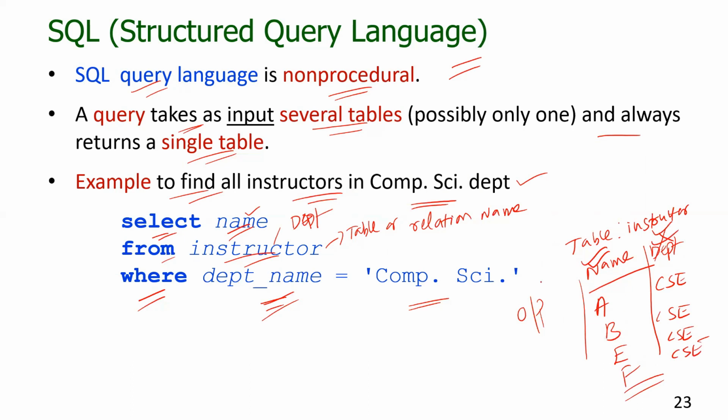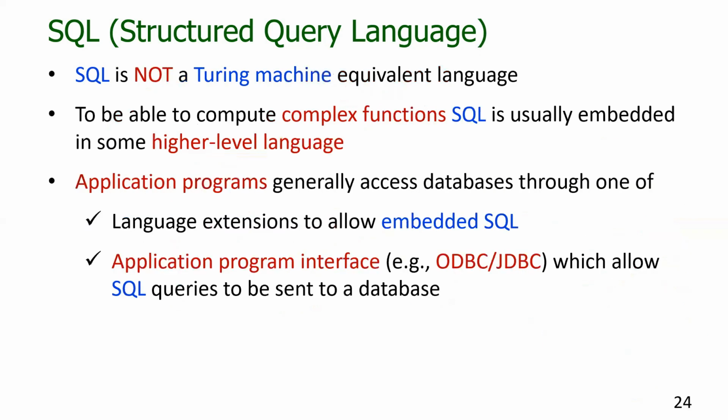This is the output. So using the select clause, you can select whichever attributes you want to view based on the condition. The condition you can define in the where clause. So this is one way of writing a query, and this can be done in SQL, structured query language.